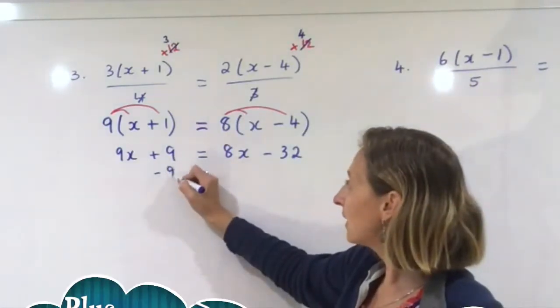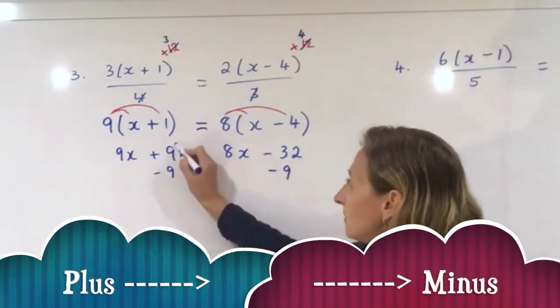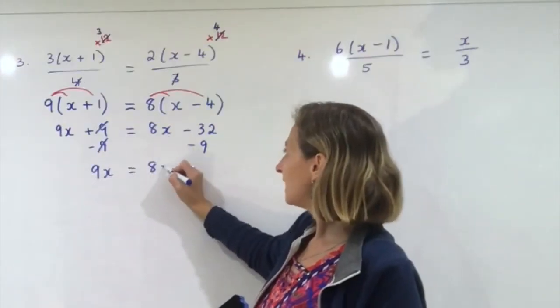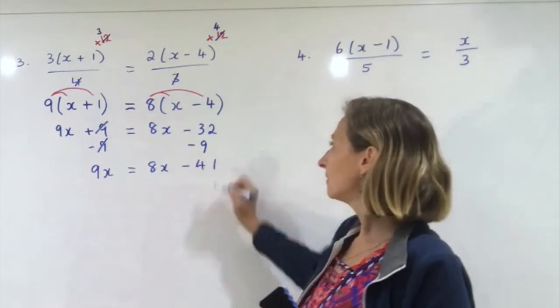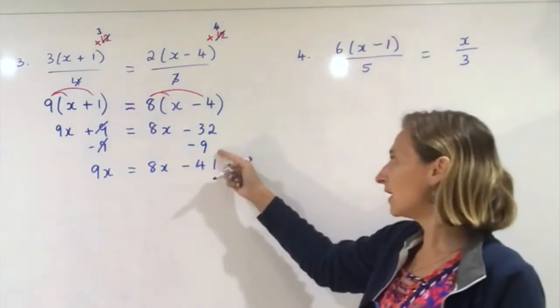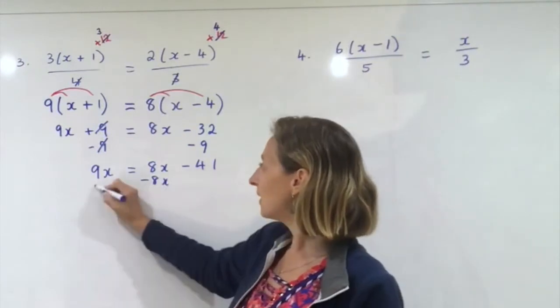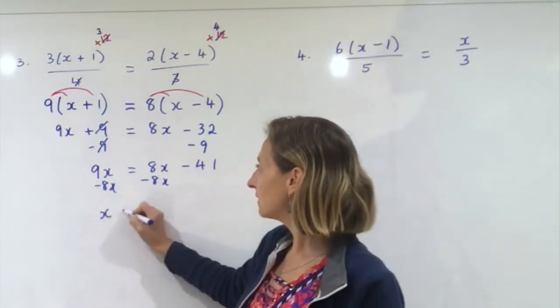I now need to minus 9 from both sides. I have 9x equals 8x minus 41. That's a tricky one, minus 32 minus 9. And I need to then minus 8x from both sides.